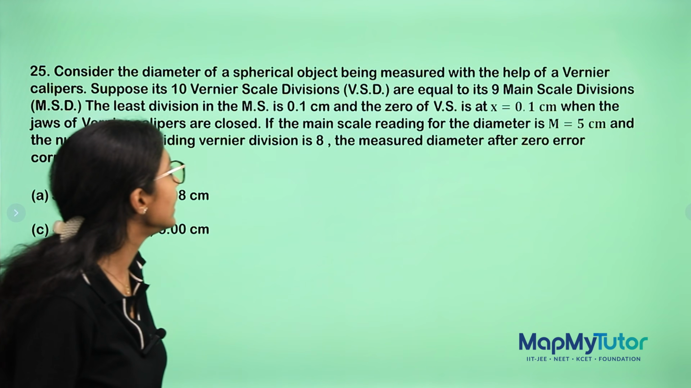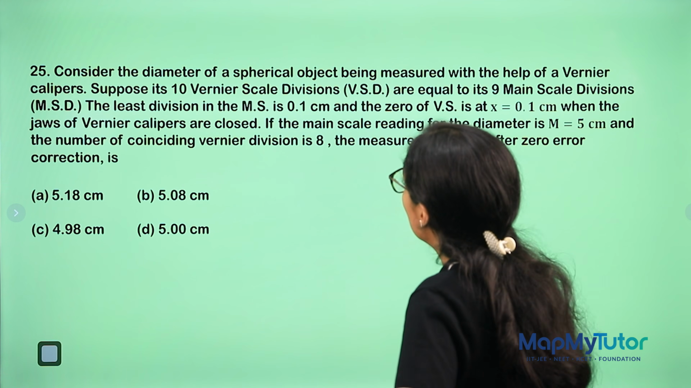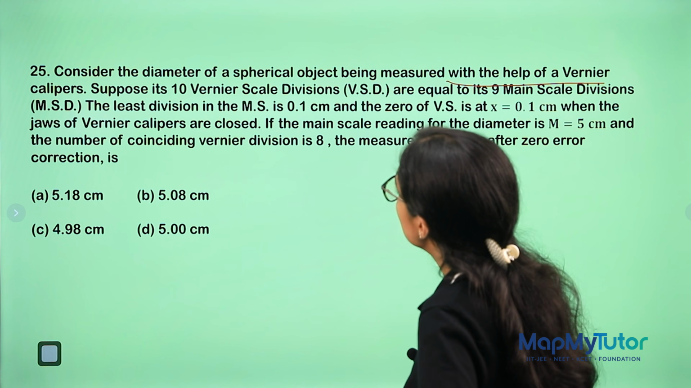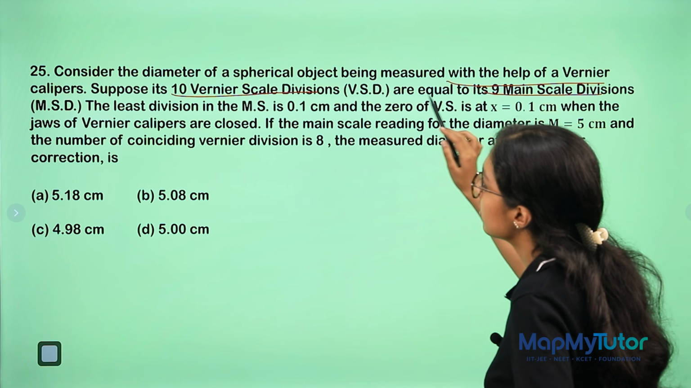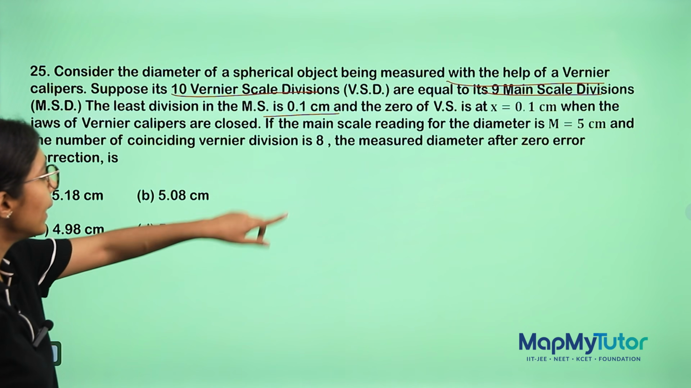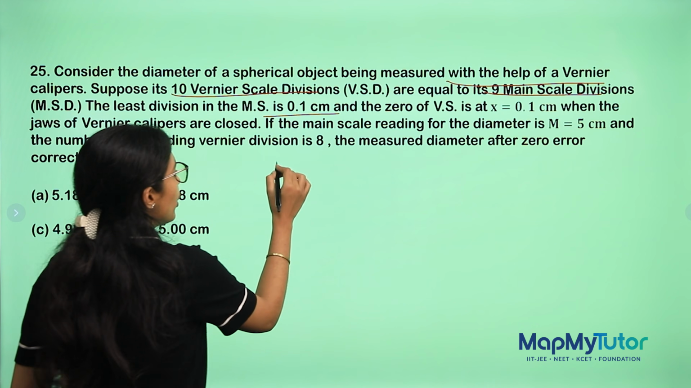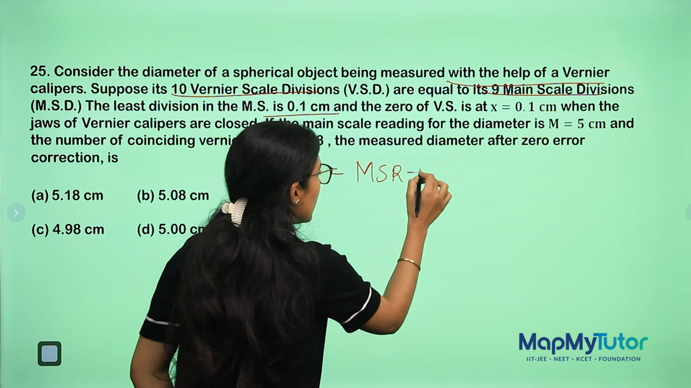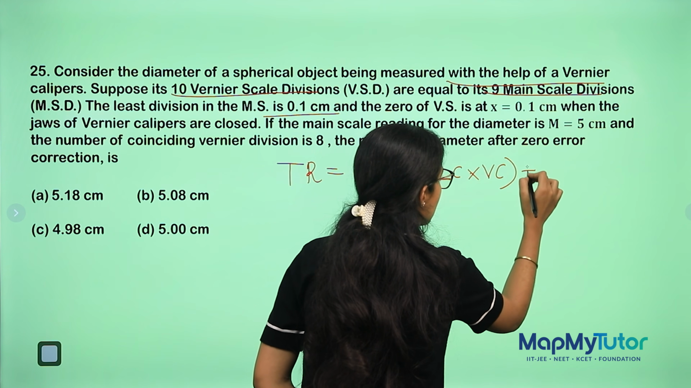Yes, what is the question? Read. Okay, it's from your units and dimensions again. Consider the diameter of a spherical object being measured with the help of a vernier caliper. Suppose 10 VSD are equal to 9 main scale divisions and the least count is 0.1, okay? And you have an error there. So we need to find out the total reading. We have the direct formula: MSR plus LC into VC plus F.